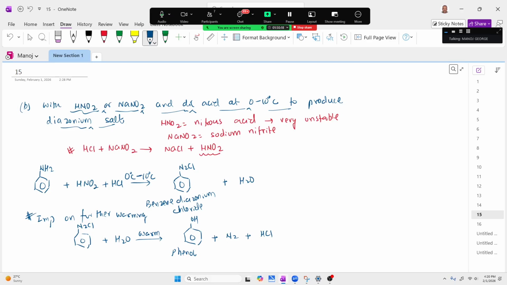Remember, phenylamine reacts with nitrous acid at 0 to 10 degrees Celsius to form benzene diazonium chloride. And this benzene diazonium chloride, if you allow it to continue to react with water at slightly elevated temperatures, will eventually give you phenol on the ring. That's the only way to get the OH on the ring in our curriculum.